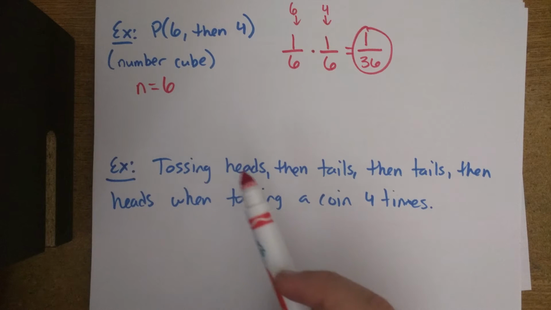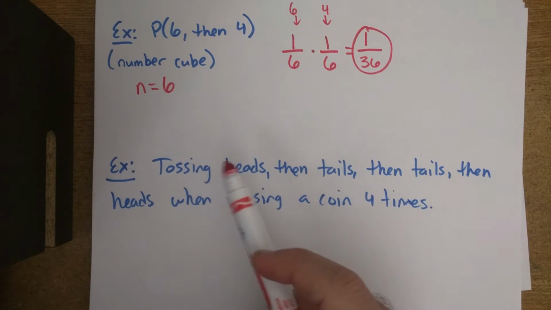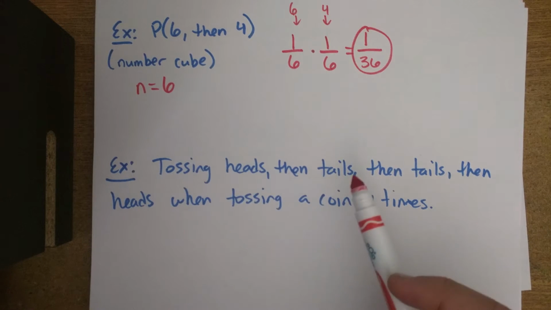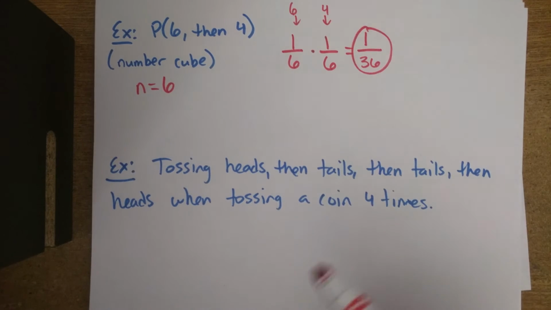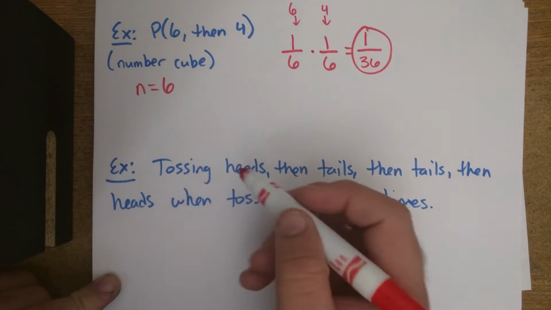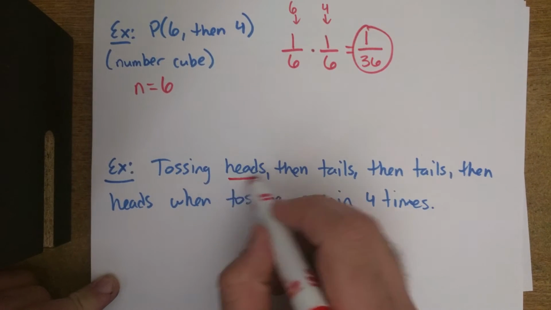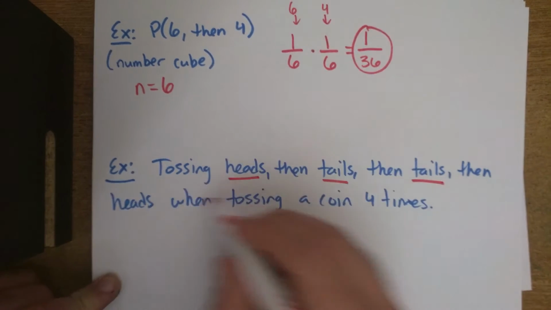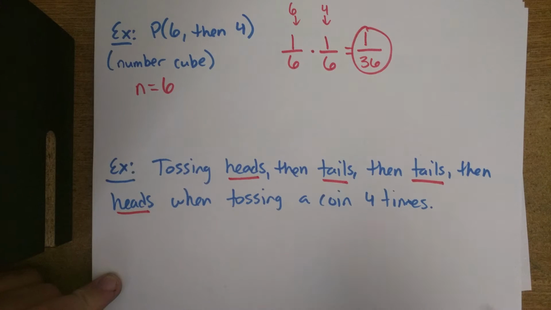But anyways, whatever you get here on the first trial doesn't affect what you get over here. And you probably know that, but it's just something you have to think about when you're going through these problems, because in some problems, the outcome of one does affect the other. Now, let's go ahead and just do this problem real quick. We want to find the probability of tossing heads, then tails, then tails, then heads when tossing a coin 4 times.